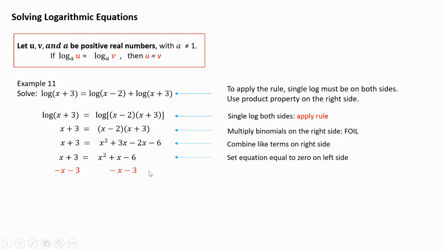Now I need to set the equation equal to 0. Since we have x squared on the right, I'm going to send the x and the 3 to the right side by doing the opposite. The opposite of positive x is negative x. The opposite of positive 3 is negative 3, but I need to do it to both sides. So on the left side, it's going to give me 0. On the right side, we bring down the x squared. x minus x gives us 0, and negative 6 minus 3 gives us negative 9. Now we need to factor.